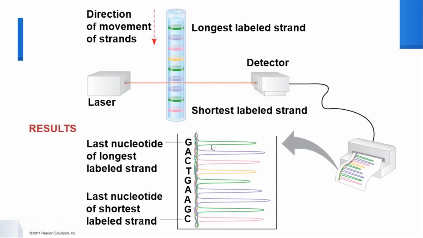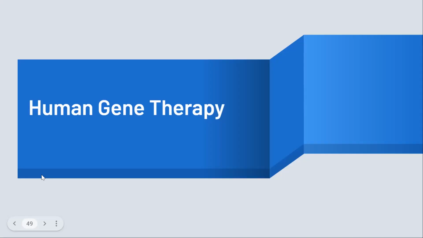So that machine will then read it and tell you the letters, because it's arranging them longest to shortest, and it can tell you the letters longest to shortest, and then it tells you the sequence of the DNA molecule. So that's the general gist of DNA sequencing.